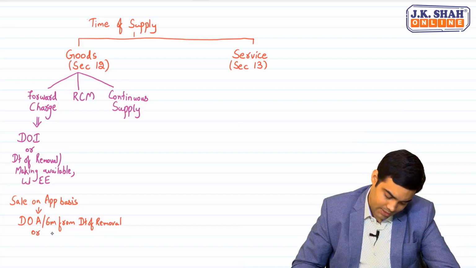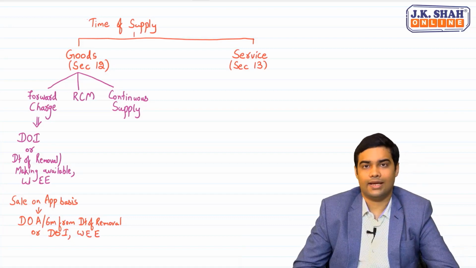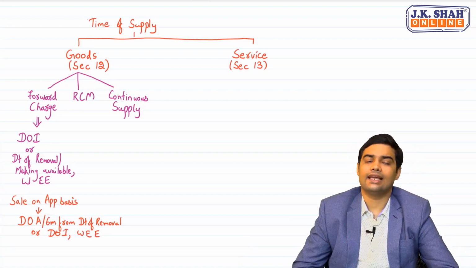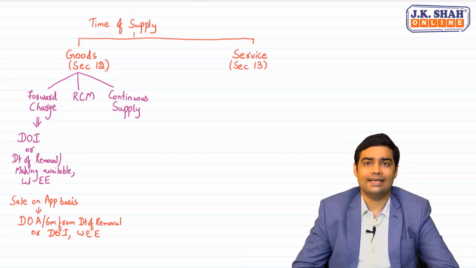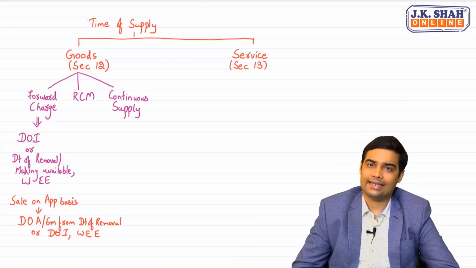And we will compare it with date of invoice. And whichever is earlier would become the time of supply. So this is in case of sale on approval basis. Because in case of sale on approval, we cannot use removal or making available. So the law has provided acceptance / 6 months from the date of removal.